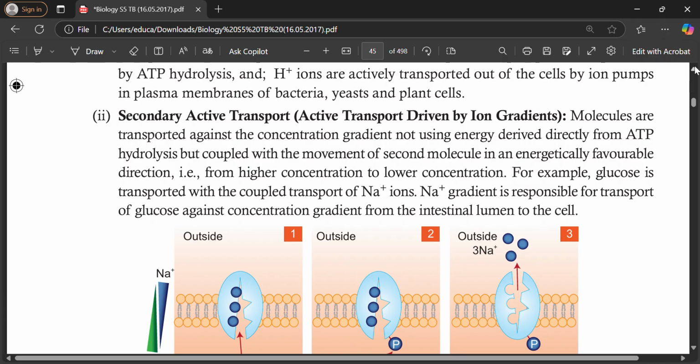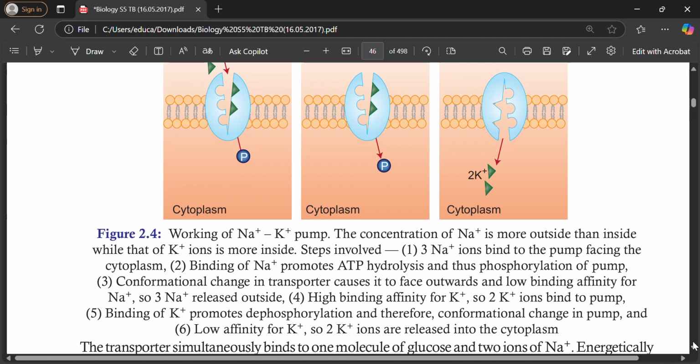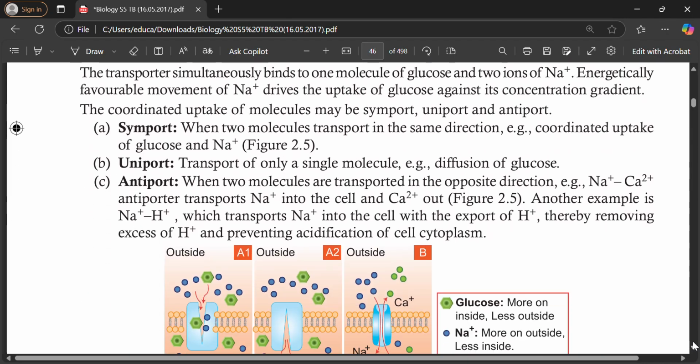Nk'urugero, from higher concentration to lower concentration, for example glucose is transported coupled. Iyo tuvuze coupled nyine like biragendana, or coupled transport of sodium ion. Sodium ion gradient is responsible for transport of glucose against concentration gradient from the intestinal lumen of the cell. Nuvuga ngo tugendeye kuri gradient concentration ya sodium, hakabaho transport ya sodium, bituma habaho transport nanone ya glucose.